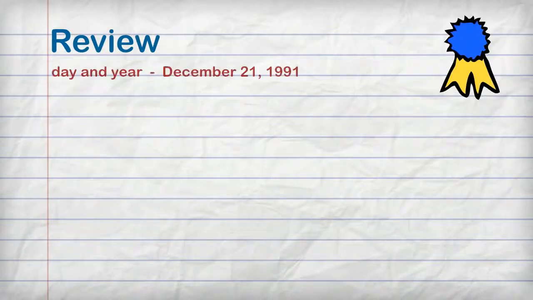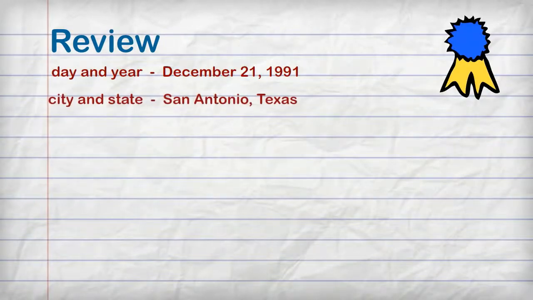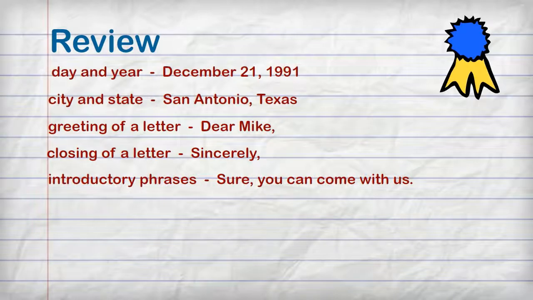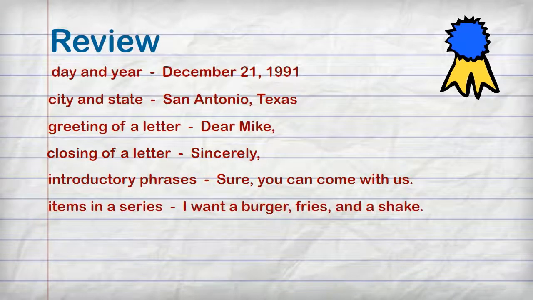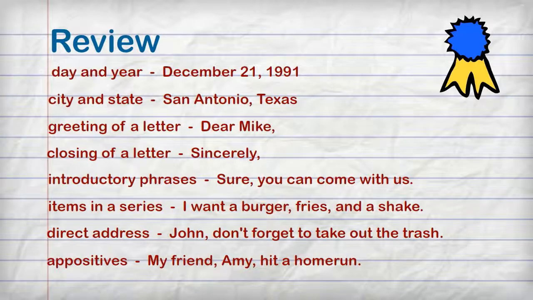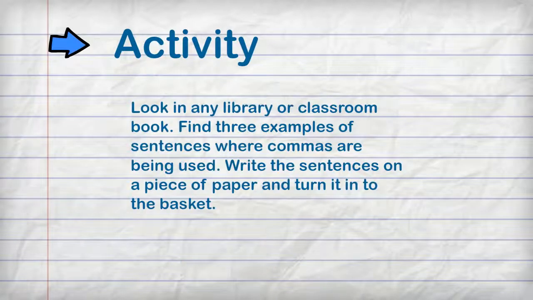So let's review. You can use commas to separate a day and year, city and state, at the end of a greeting and closing of a letter, for an introductory phrase, items in a series, a direct address noun, and to separate an appositive from the rest of the sentence.